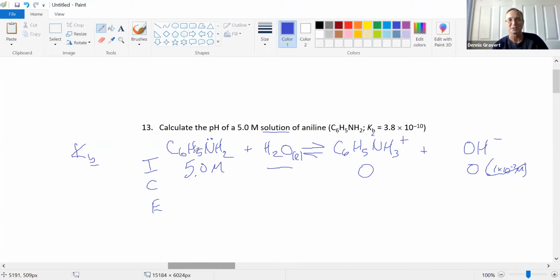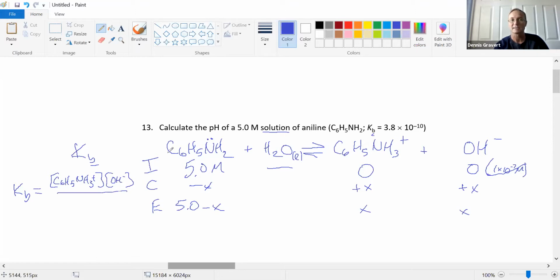So you're going to lose some of this molecule as it reacts with the water, it grabs an H plus. You're going to lose one of these and make one of those. That's an X. And you're going to make one of these. And so at equilibrium, it's going to be 0.5 minus X, X and X. Cool. That's equal to our Kb. It's going to equal the products, C6H5NH3 plus times hydroxide ion, divided by the reactants, this molecule, and then water, oh wait, it's a liquid, so it doesn't enter the equilibrium expression.